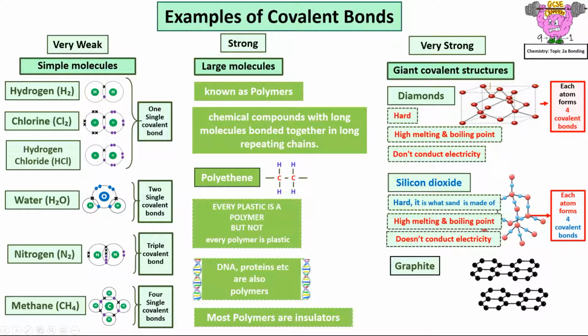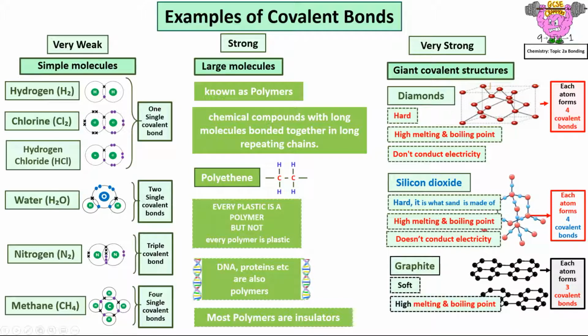Graphite. Each atom forms 3 covalent bonds. Graphite is soft, has a high melting and boiling point, but where it's different to diamond and silicon dioxide, graphite does conduct electricity because it has delocalized electrons.